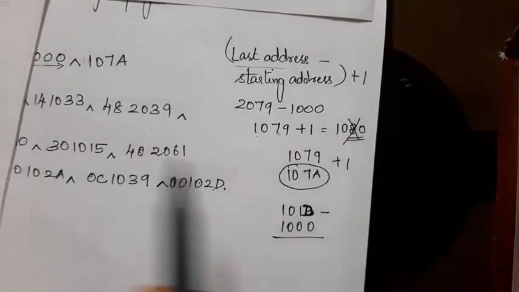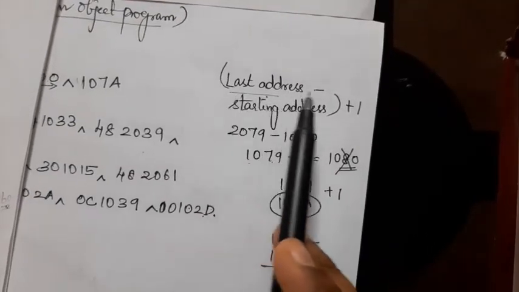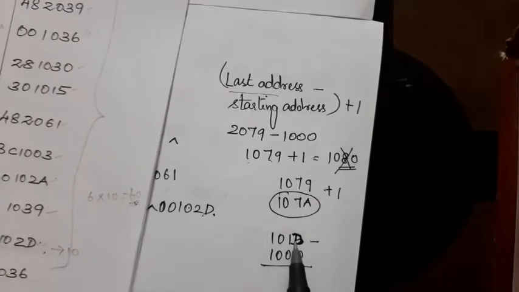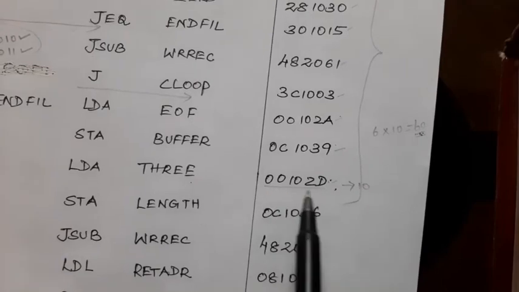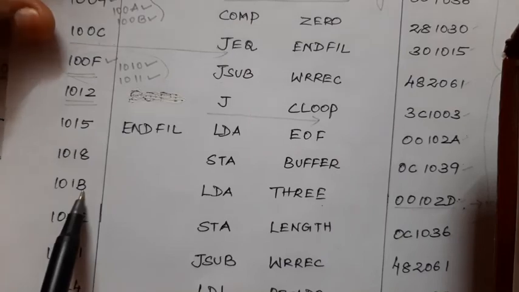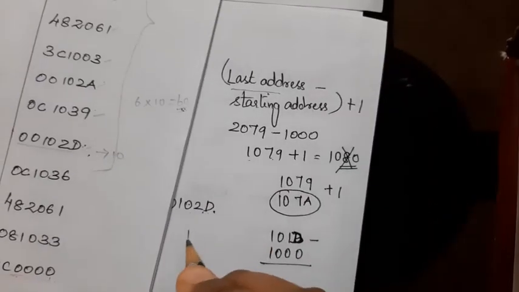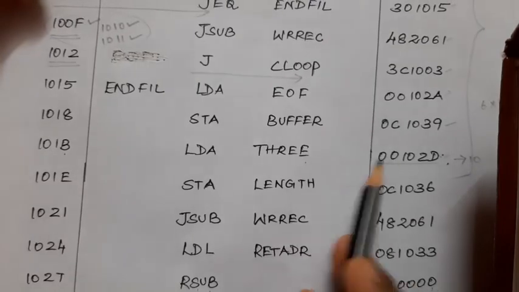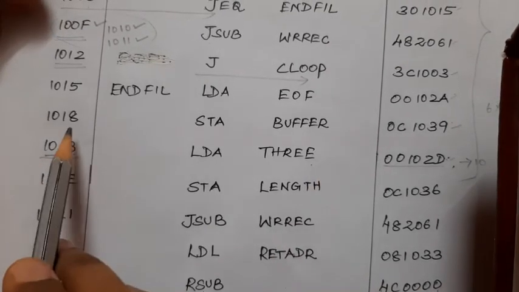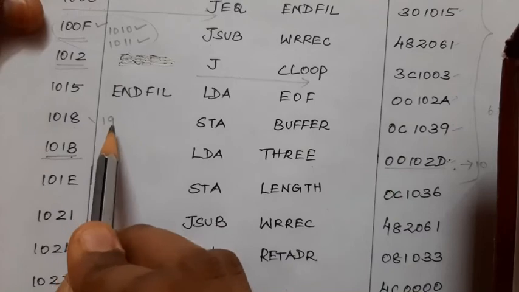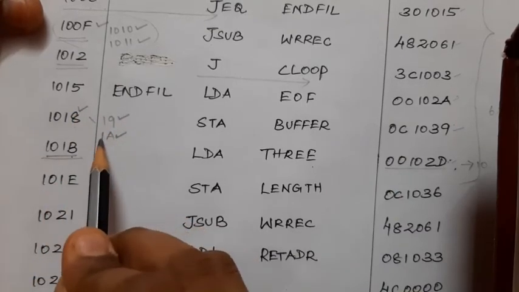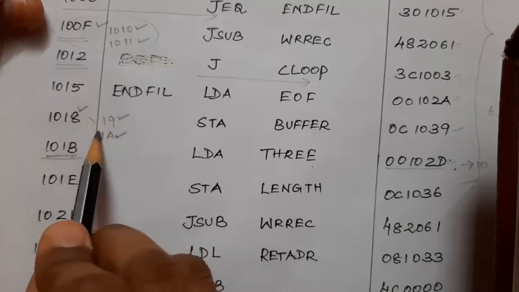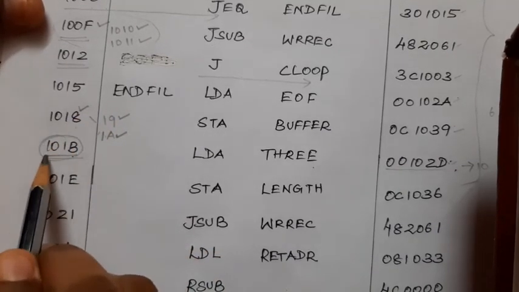So how do we find the length of the object code? This is the formula: last address minus starting address plus 1. Our last address is what? 00102D. Where is it here? 00102D. So when we come across here, you could find 101B. It means that the starting address of the program for this instruction is 101B. After 18, we have 19, then 1A. So 18, 19, 1A. So these are all the 3 bytes occupied, and the next starting address is 101B.